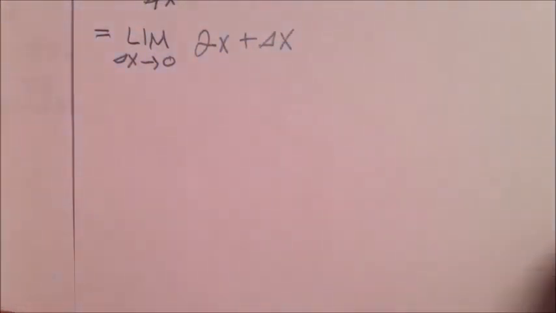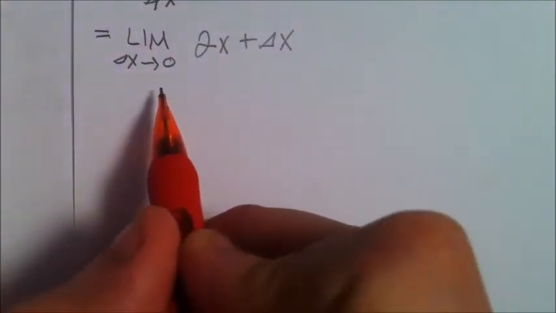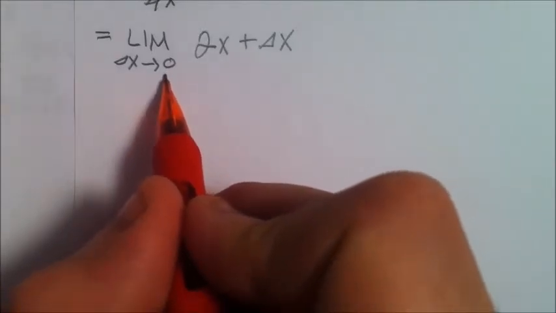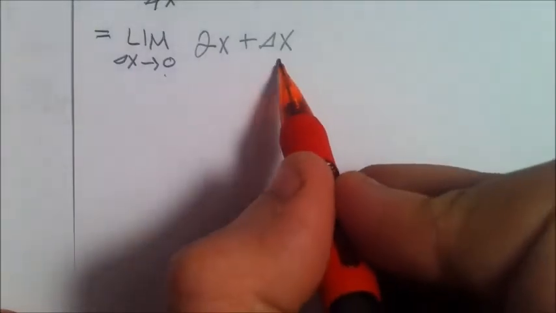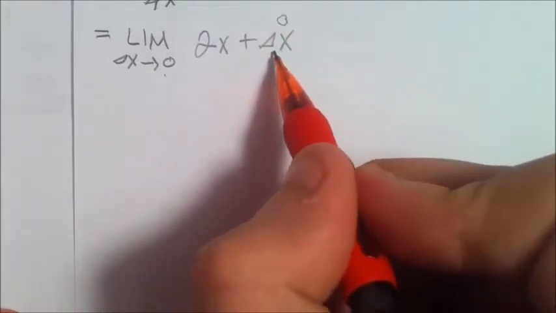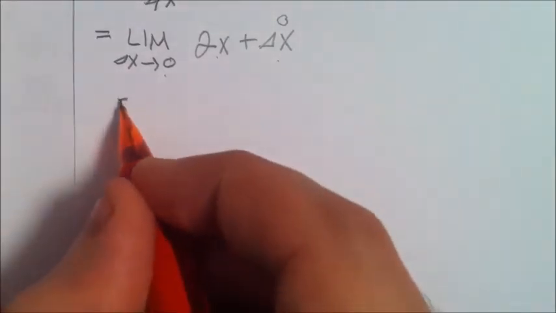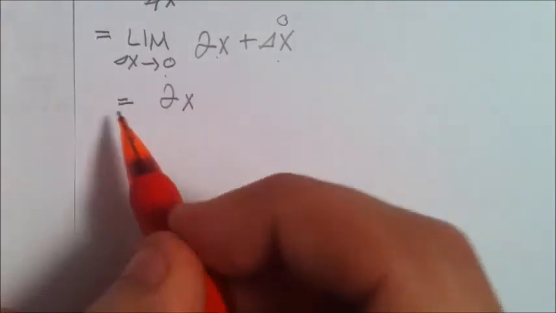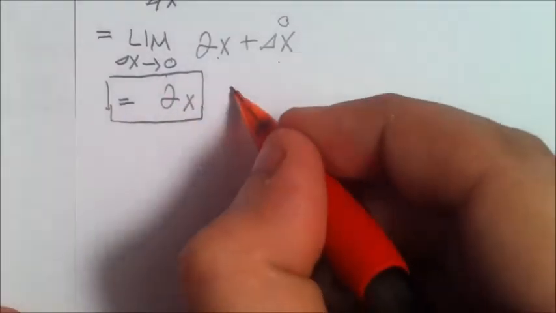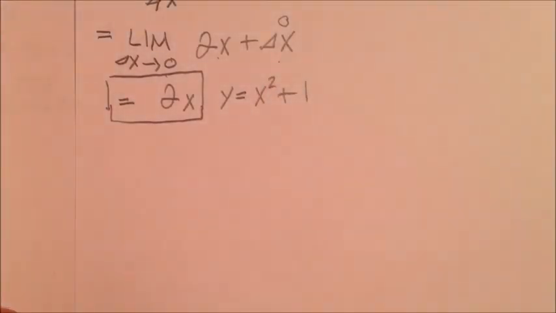Now I can't simplify that anymore, so I would take the limit of that, and to do so I would observe what constant delta x approaches. Here it's 0, and I would replace delta x, or anywhere I see a delta x, with a 0. So this is now technically 2x plus 0, which would really be 2x. And that is the slope, or the derivative, of y equals x squared plus 1. And that would be the long way of doing it.